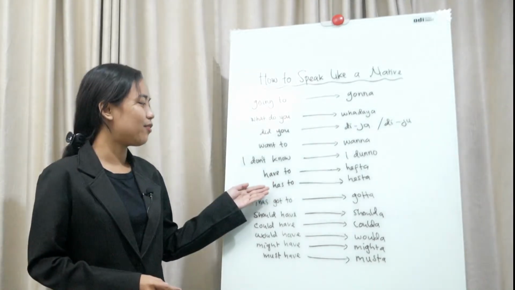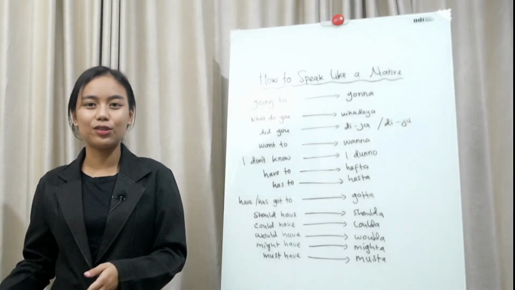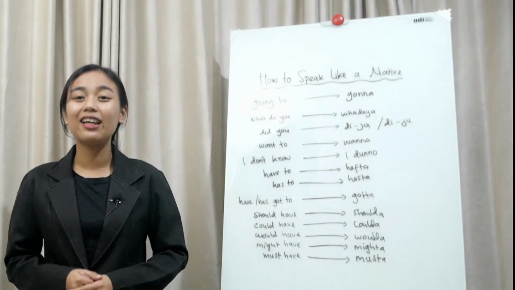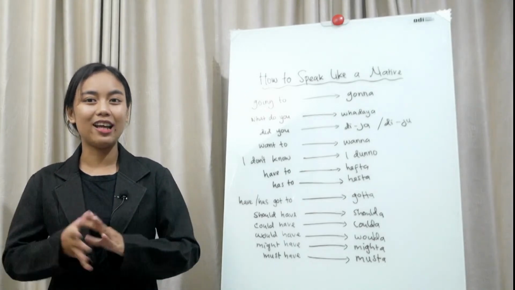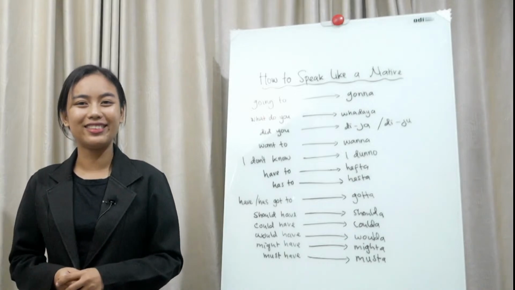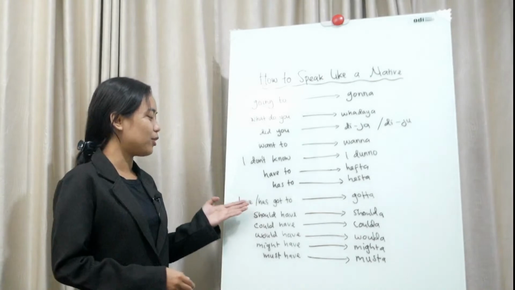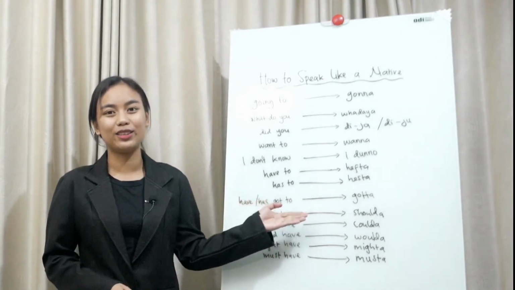And next one we have has to. She has to go. Let's say it. She has to go. Bisa disingkat menjadi she hasta go. Dia harus pergi.